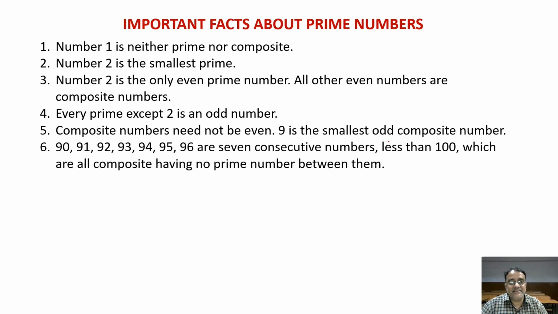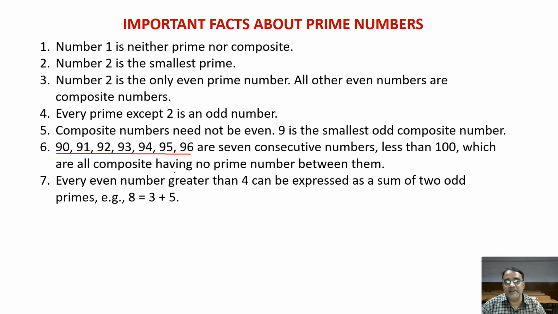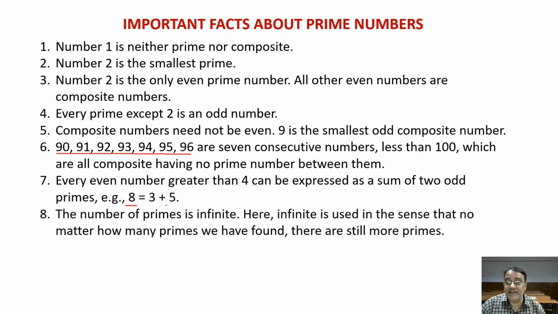Next, 90, 91, 92, 93, 94, 95, 96. These are 7 consecutive numbers less than 100 which are all composite, having no prime number between them. And next, every even number greater than 4 can be expressed as a sum of 2 odd prime numbers. Like 8, we can write 3 plus 5. And next, the number of primes is infinite. Here infinite is used in the sense that no matter how many primes we have found, there are still more primes. It goes up to infinity.